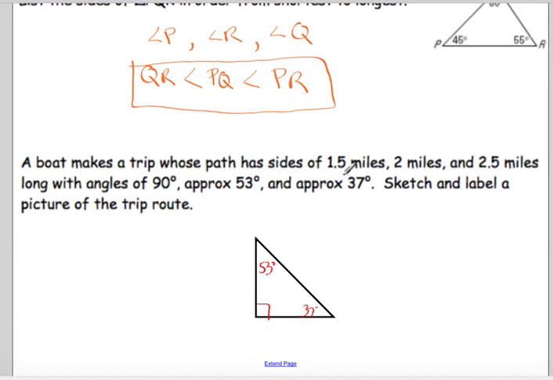So the shortest side measure should be across from the smallest angle. So since 37 is the smallest, across from it is the 1.5 miles. Then the 90 degree is the largest, so across from it is the longest side, which is the 2.5 miles. And then the medium angle is the 53, and the medium side is 2 miles, so across from the 53 is the 2 miles. And so here we've sketched and labeled a picture of the trip route.